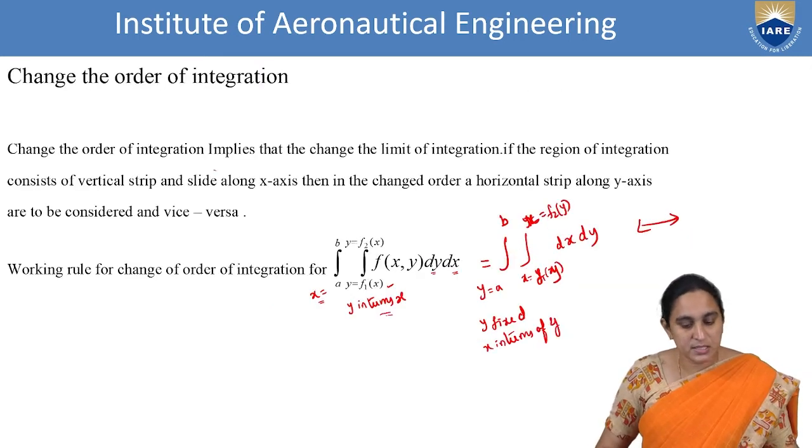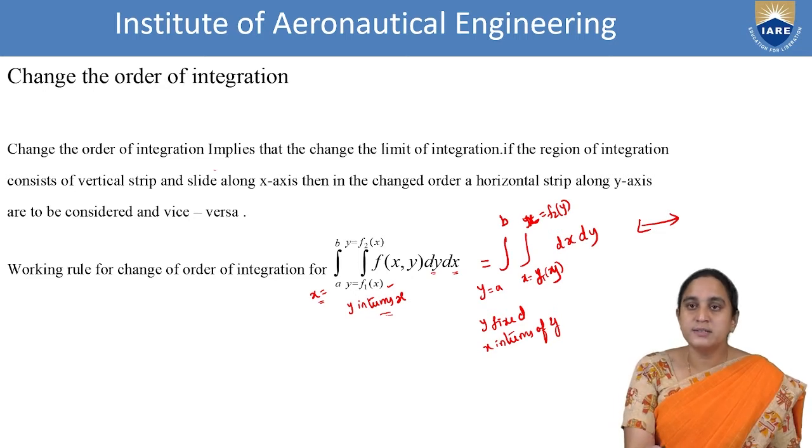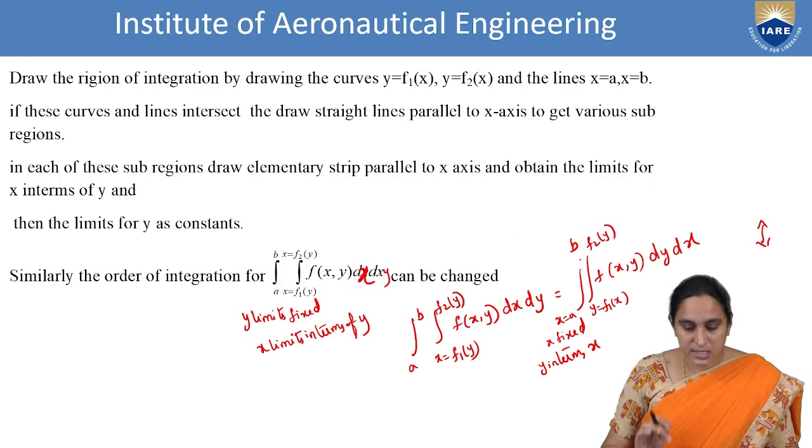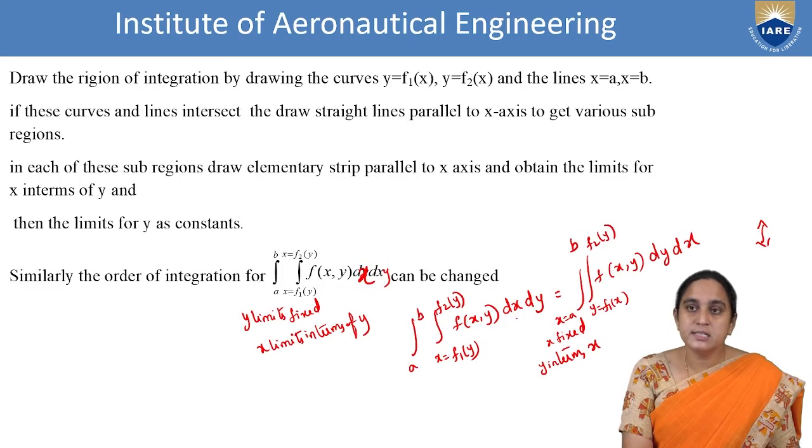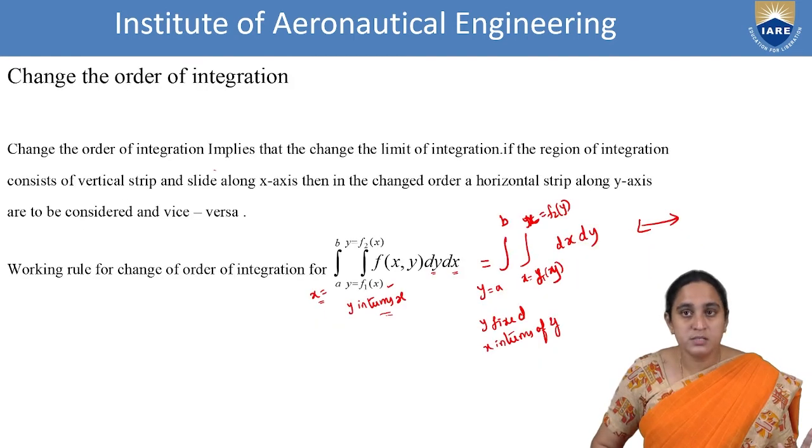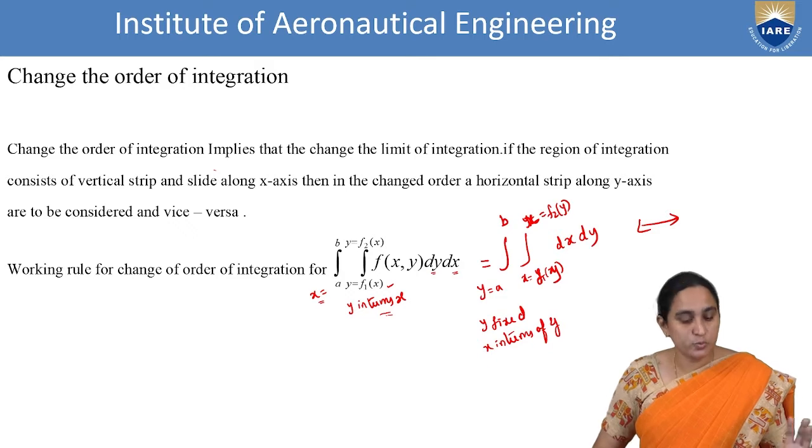This is the concept of change of order of integration. In the previous case, using a horizontal strip, I convert dy dx into dx dy form. For the second case, I convert dx dy into dy dx. That means x fixed, and y in terms of x. These are the basic concepts of change of order of integration for the two cases.